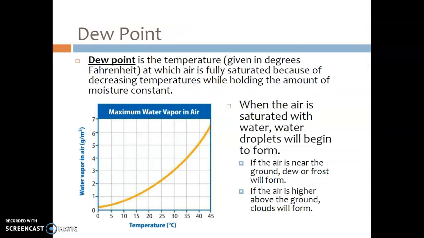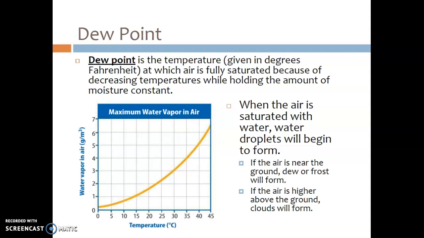The dew point is the temperature given in degrees Fahrenheit at which air is fully saturated because of decreasing temperatures while holding the amount of moisture constant. So when the air is saturated with water, water droplets will begin to form. The dew point forms dew. If the air is near the ground, dew or frost can form. If the air is higher, clouds will form.